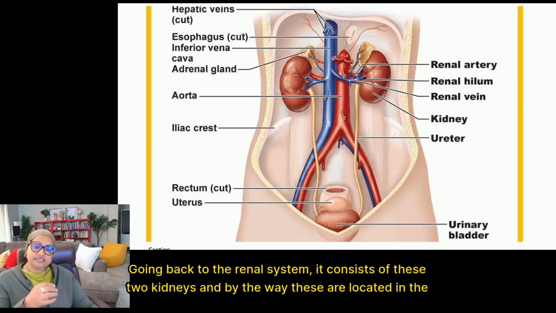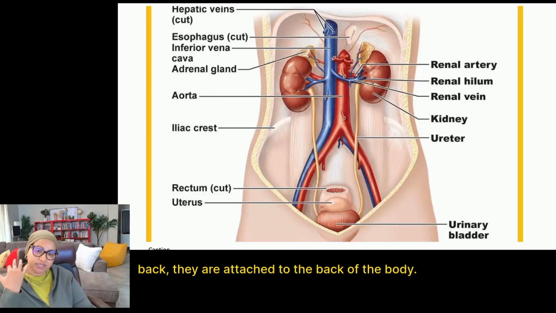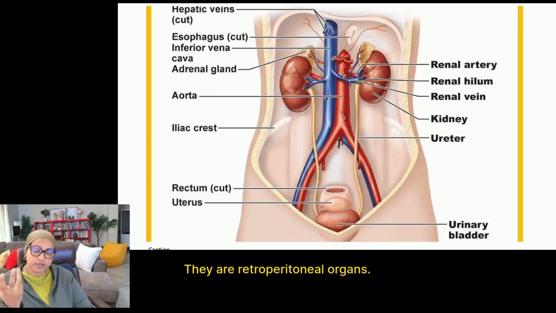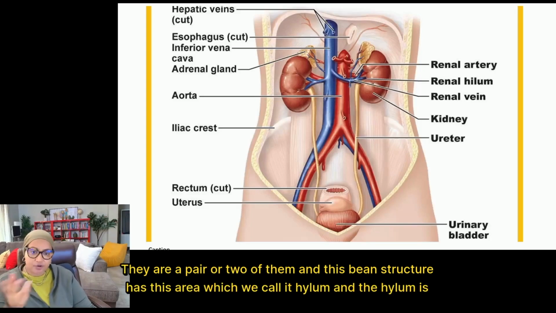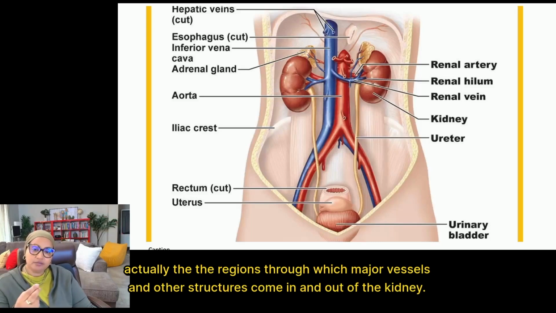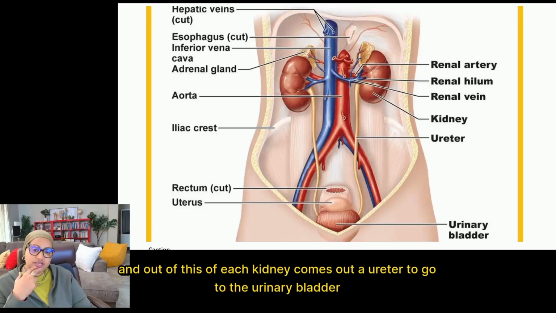Going back to the renal system, it consists of these 2 kidneys. And by the way, these are located in the back. They are attached to the back of the body. They are retroperitoneal organs. And as you can see, these are bean-shaped structures. There is a pair of them. And this bean structure has this area, which we call the hilum. The hilum is actually the region through which major vessels and other structures come in and out of the kidney. And out of each kidney comes a ureter to go to the urinary bladder.